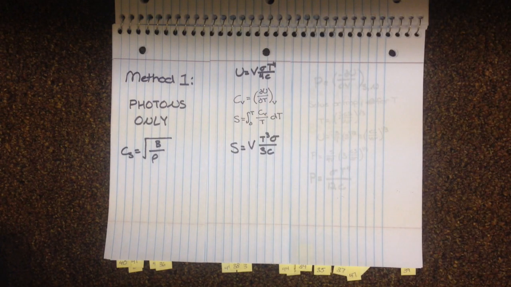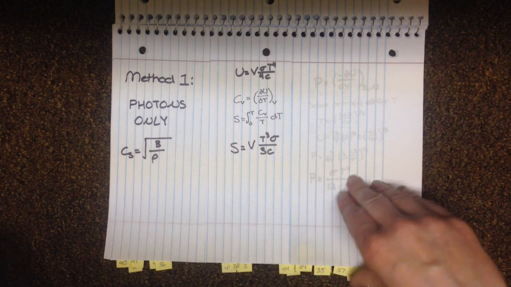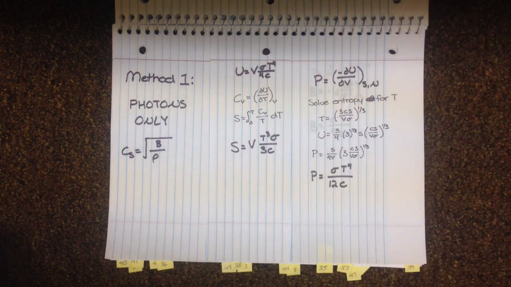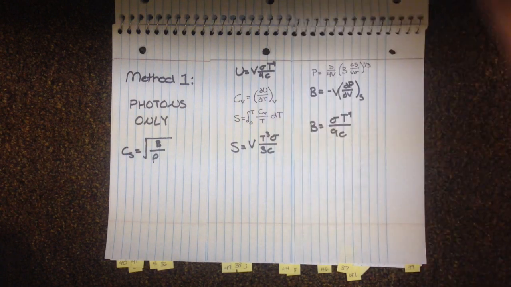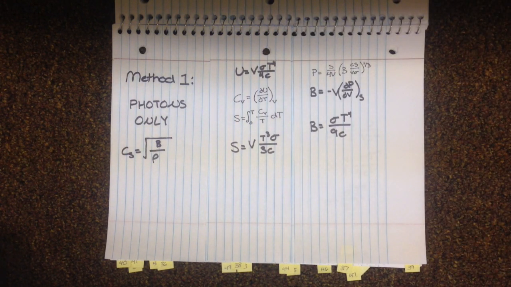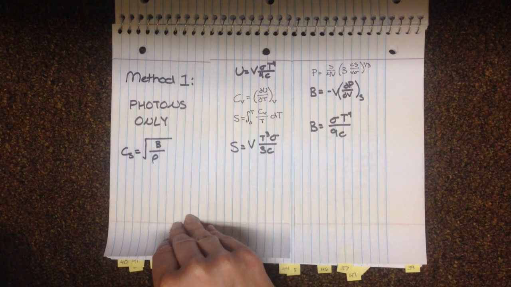To find the pressure, substitute the entropy into the energy equation and then differentiate with respect to volume. This ensures that entropy is being held constant. Differentiate the pressure by volume and then multiply by the negative volume to get the bulk modulus. The answer turns out to be nice and proportional to T to the fourth.